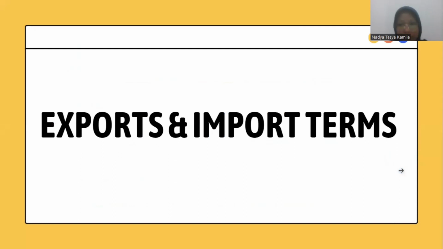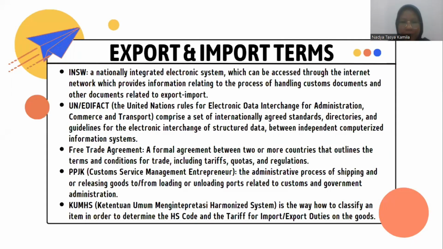Export and import terms. NSW, the National Single Window, an integrated electronic system which can be accessed through the internet network, which provides information relating to the process of handling customs documents and other documents related to export and import.